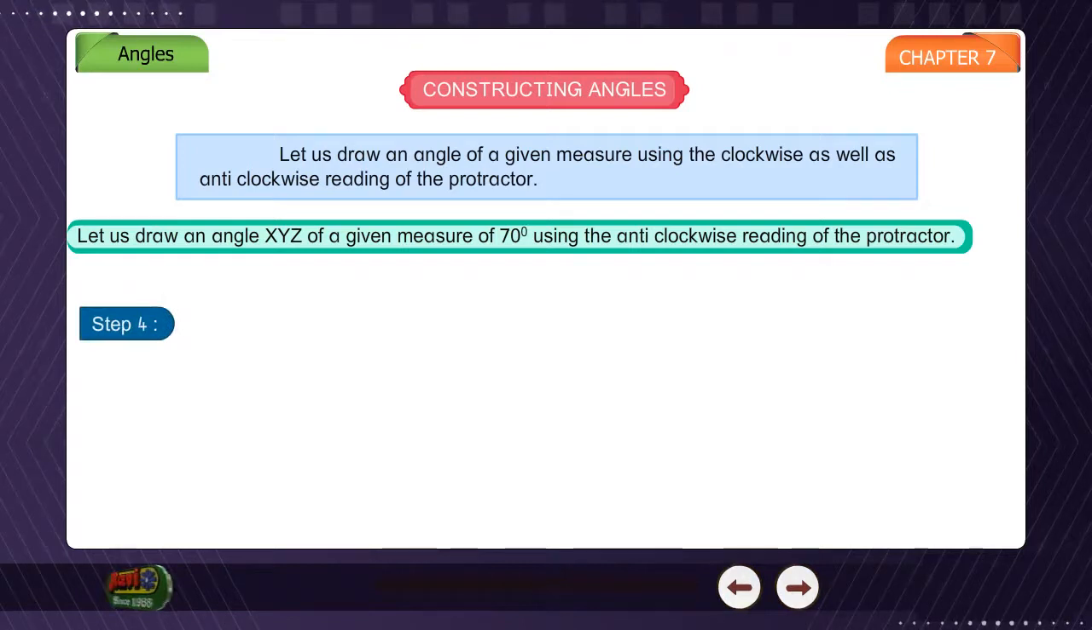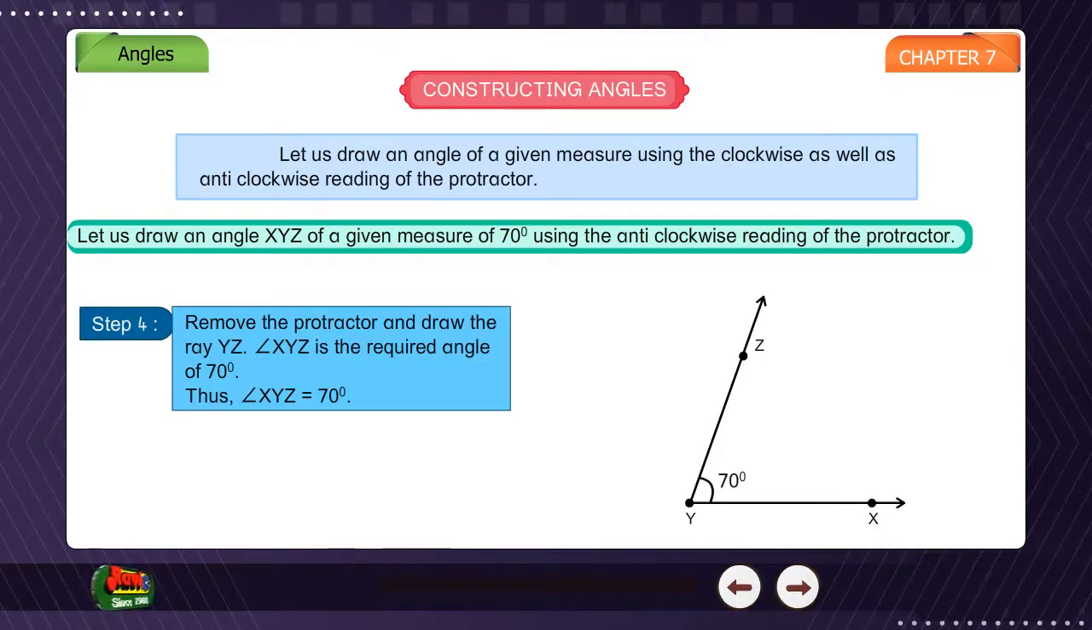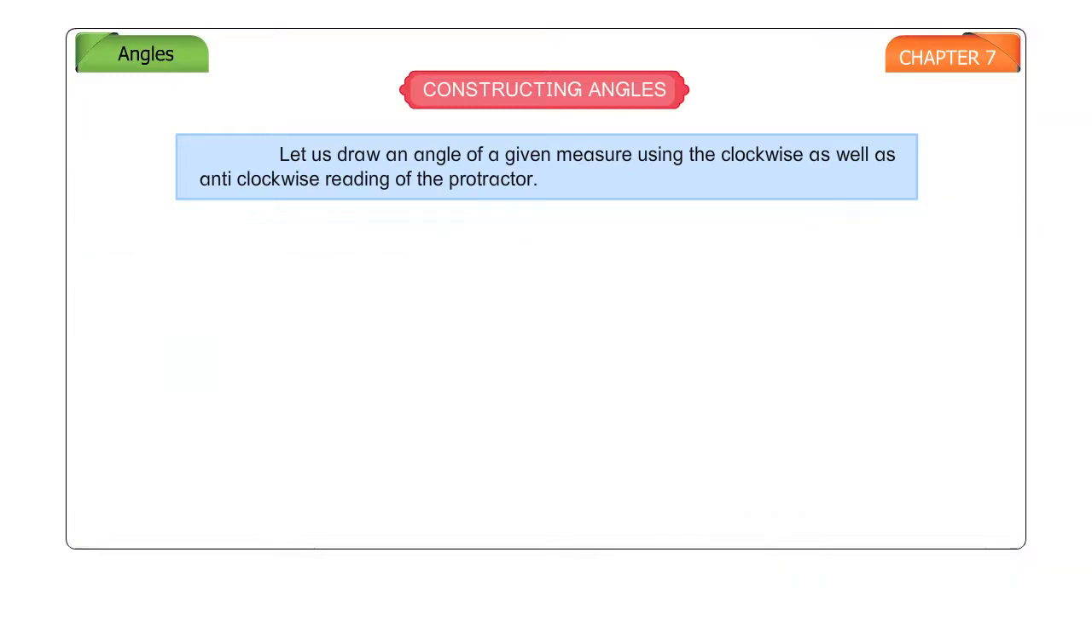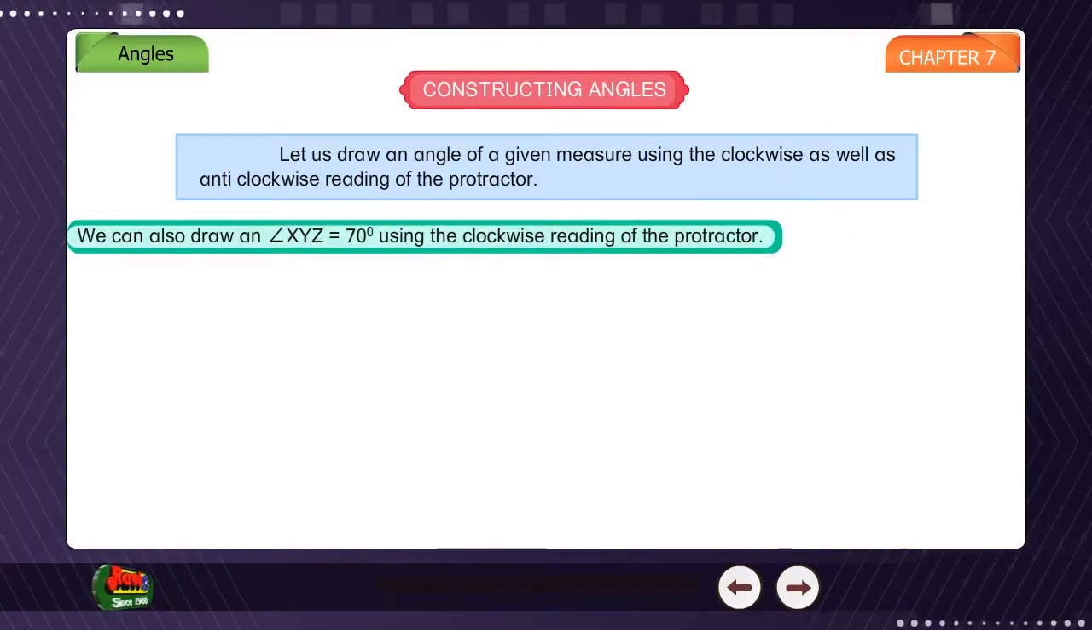Step 4. Remove the protractor and draw the ray YZ. Angle XYZ is the required angle of 70 degrees. Thus, angle XYZ is equal to 70 degrees. We can also draw an angle XYZ equal to 70 degrees using the clockwise reading of the protractor.